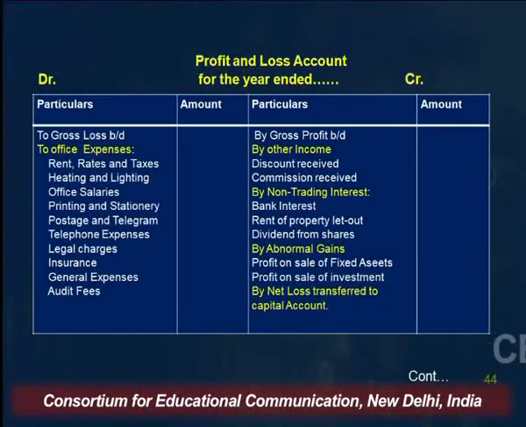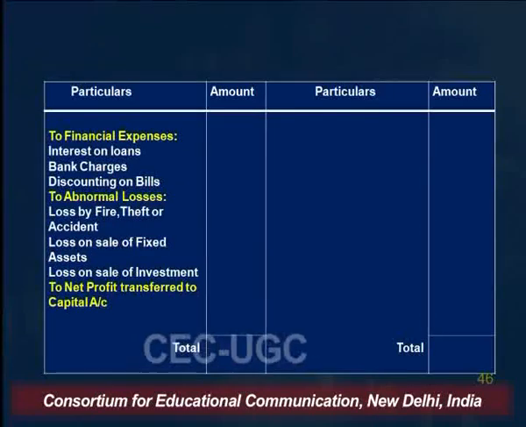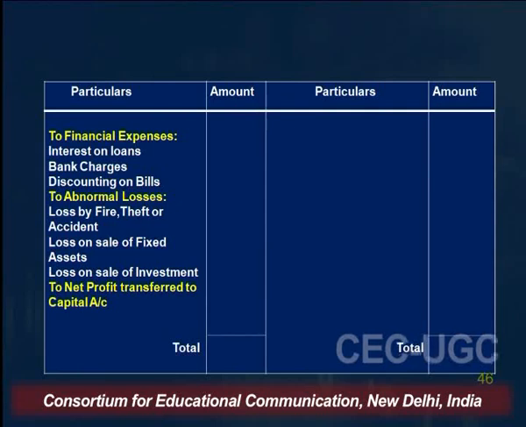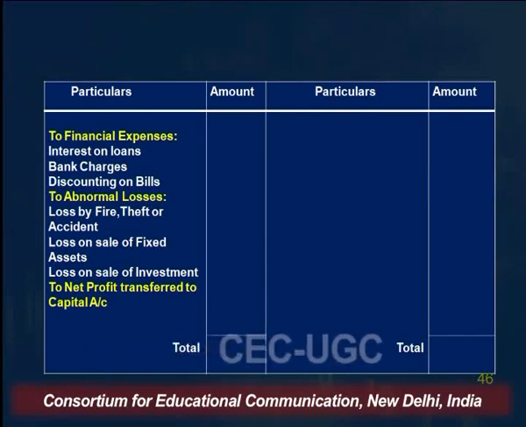The profit and loss account is also nominal in nature, and because of that rule, all expenses and losses are shown on the debit side of this account, and all income and gains are shown on the credit side. It includes all indirect expenses: office expenses, selling and distribution expenses, expenses related to depreciation on assets, and financial expenses. If there are any losses, such as loss by fire, loss by theft, or loss on sale of fixed asset, those also have to be shown on the debit side.